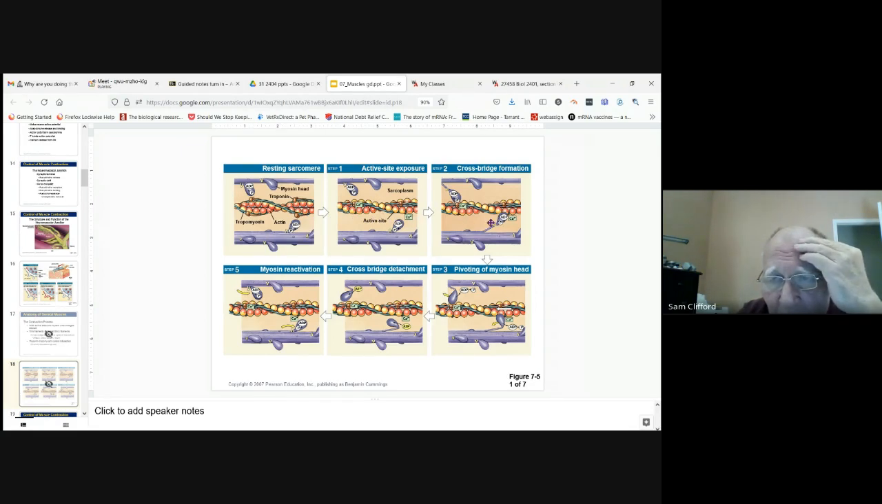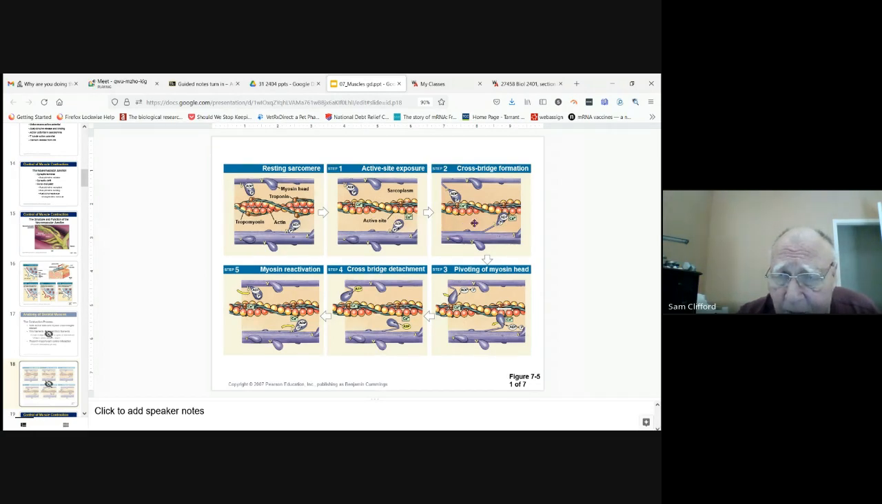And when those heads are exposed, the myosin heads bind to the active site on the actin. So what's going to happen is that those myosin heads are going to move forward based upon the energy of the ATP. The ADP will be released, and after the myosin heads pivot toward the center of the sarcomere, that moves the actin toward the middle of the sarcomere, and the muscle contracts. Then as soon as there's ATP available, the myosin heads are going to be recharged. So the whole process depends upon calcium being released to cause the active sites to be exposed.